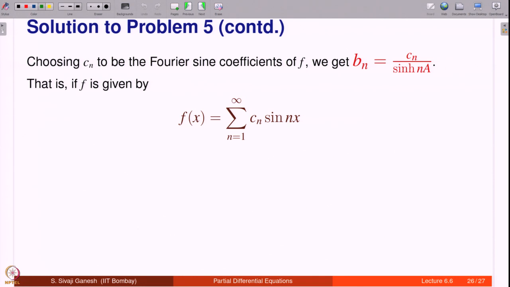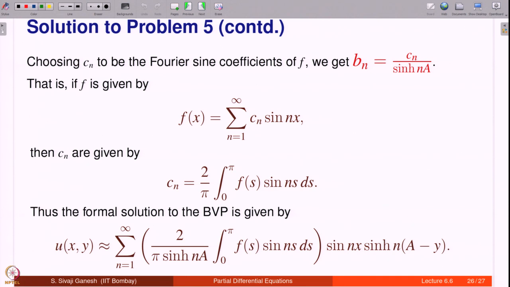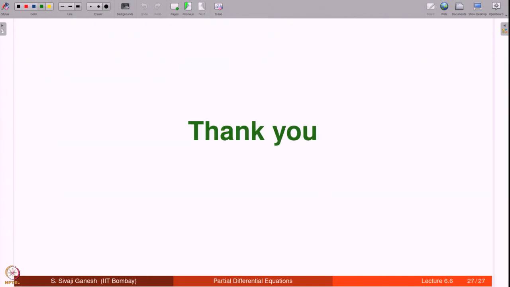If f is given by this series, then c n's are given by this formula. We have already done this Fourier sine series earlier in the context of wave equation. So, please do the computations. Therefore, the formal solution is given by this expression. So, separation of variables method, in principle you should be able to solve any problem because the basic idea is the same. Thank you.